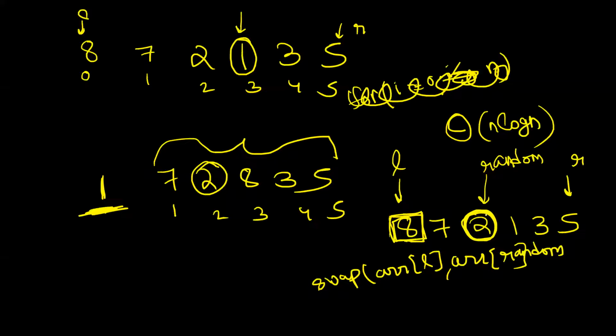So now what will happen? The random element that you selected is now at index number L. That is now at index number L. And now you can have your same logic of choosing the number at ARR of L as the pivot. Okay. Is this making sense, guys? That's the analysis that I wanted to do basically. Is it making sense?